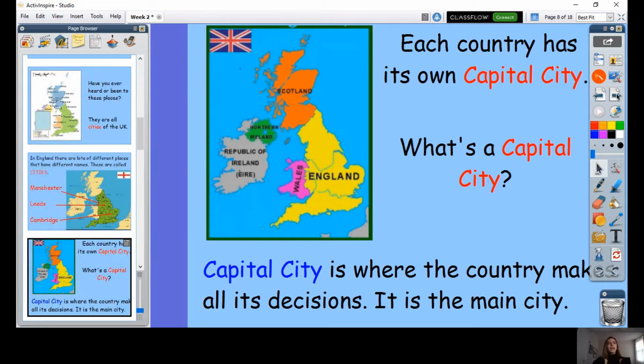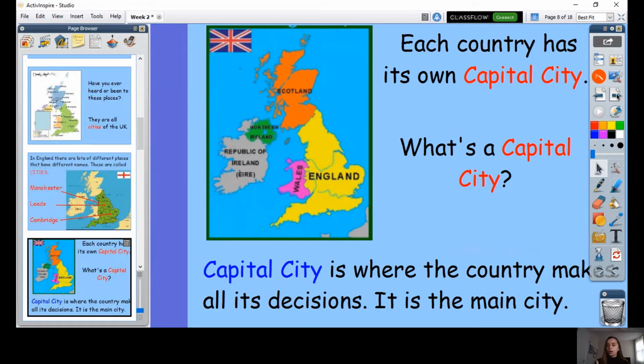One more time, capital city. Excellent. So a capital city and a city are two different things. Just before, we looked at different cities, and there are so many cities around the UK, but a capital city is even more important because there's only one in each country.